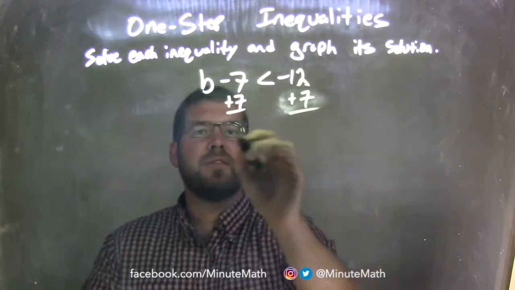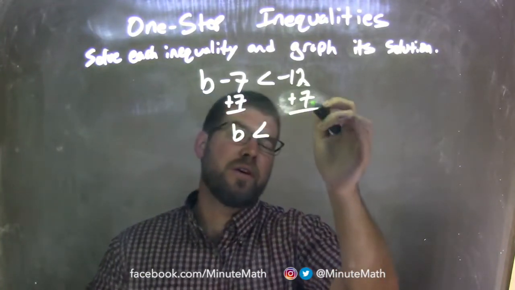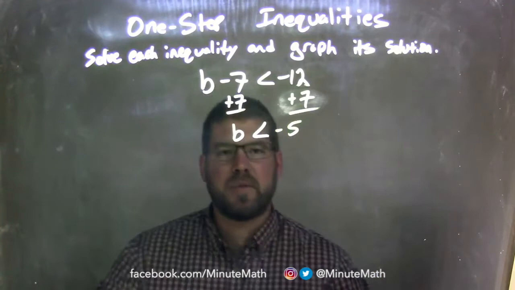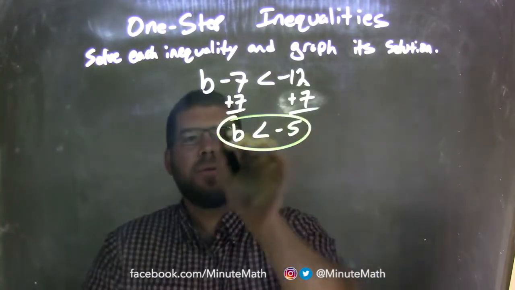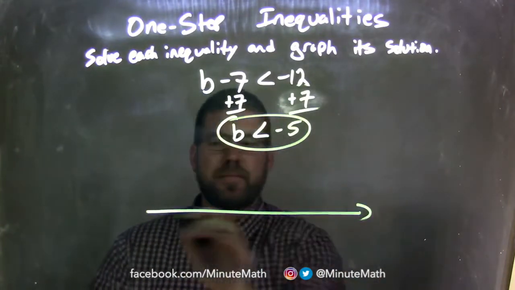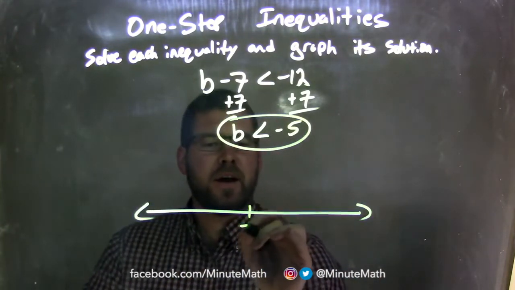Add a 7 to both sides. That gives me b is less than negative 12 plus 7, which is a negative 5. Okay? So now I need to graph that. We have b by itself with our inequality. So if I graph this, I'm going to have a negative 5 here.